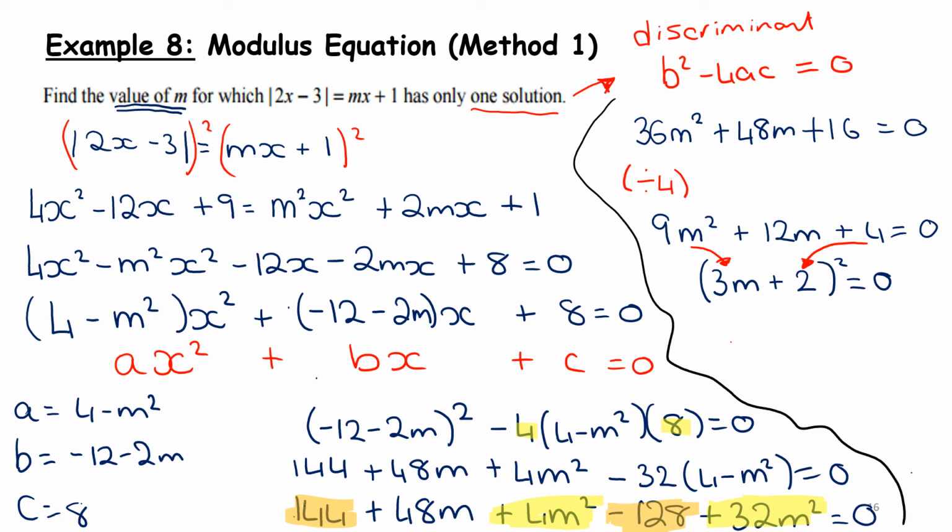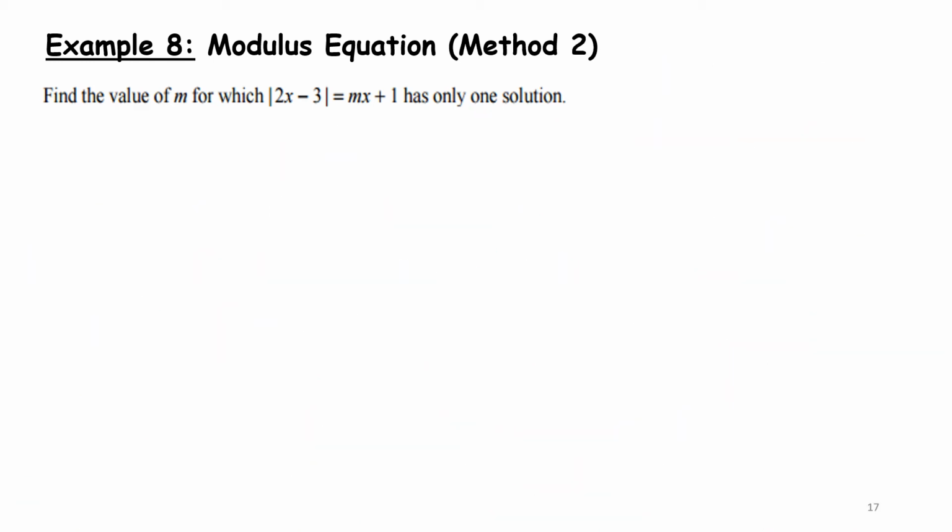If you didn't want to do it, you would still get 3m plus 2 by 3m plus 2. You'll get the same answer if you do normal factorization. I now know that 3m plus 2 equals 0, so m is equal to minus 2 over 3. So let's look at another method for this.